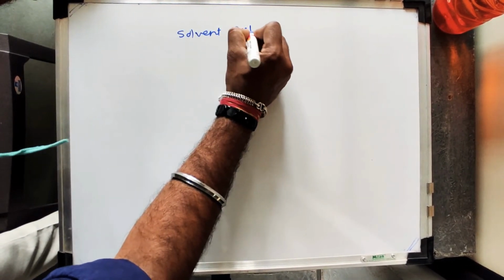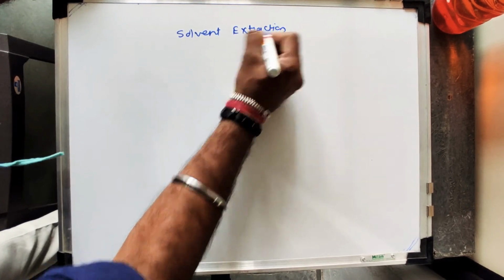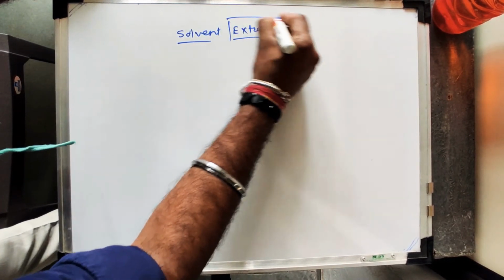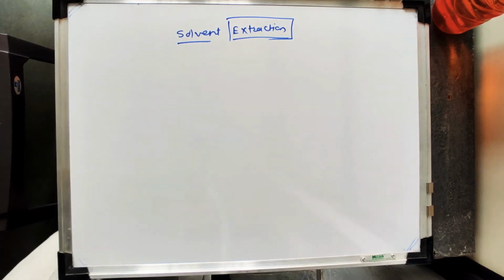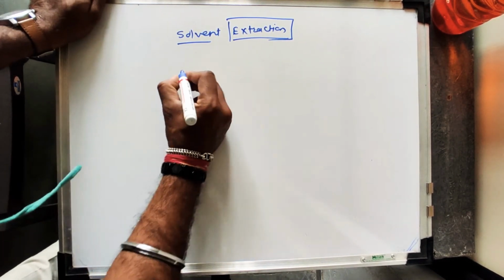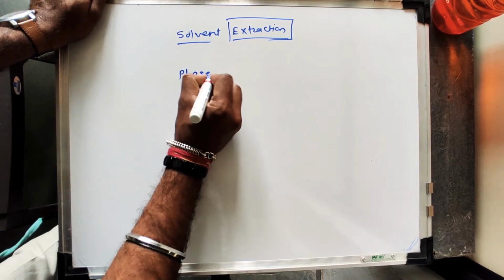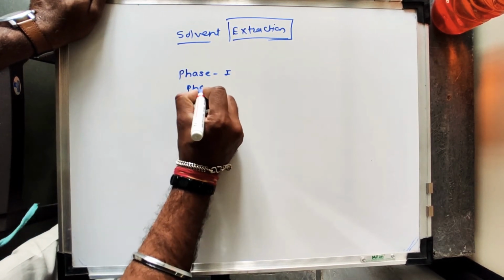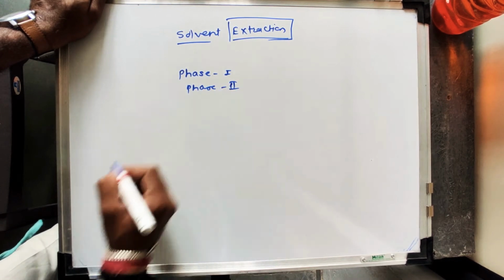Solvent extraction, as the name indicates, extraction. What do you mean by extraction? Extraction means to extract out from one phase to another phase, right? If we consider two phases which are in contact with each other, say phase 1 and phase 2nd.